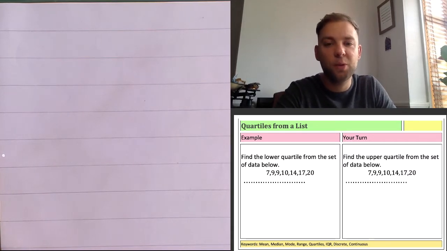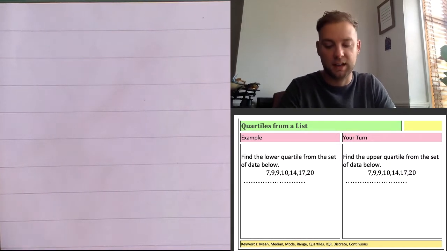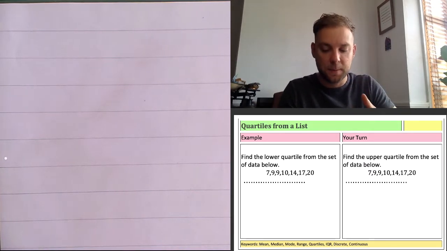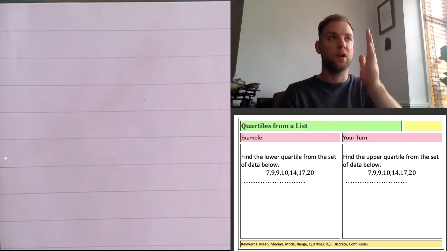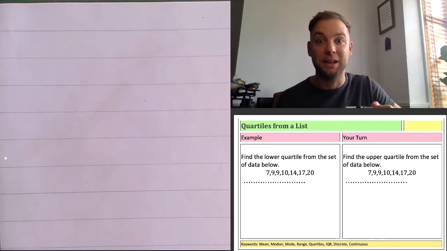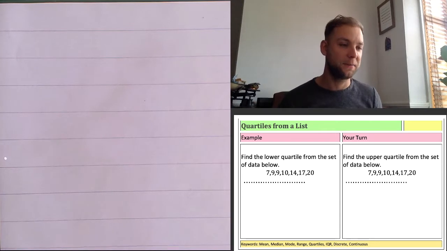So it's probably worth mentioning what a quartile is. Now we already know what the word median means, and the median is, well, if you remember the song Hey Diddle Diddle, the median's in the middle. Okay, so it's the middle value here.